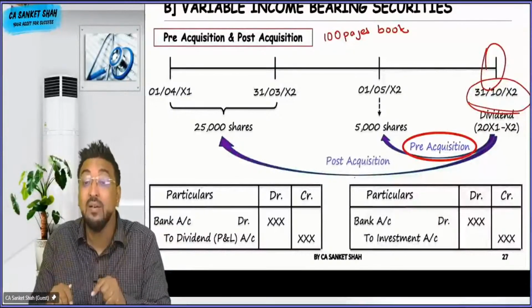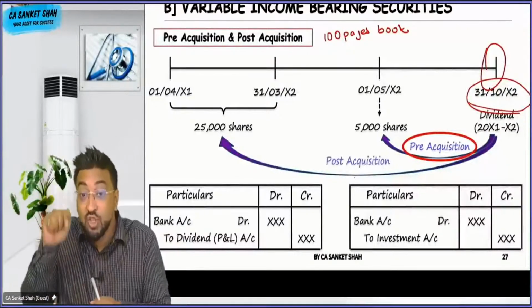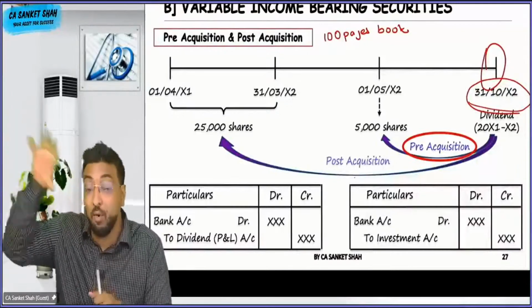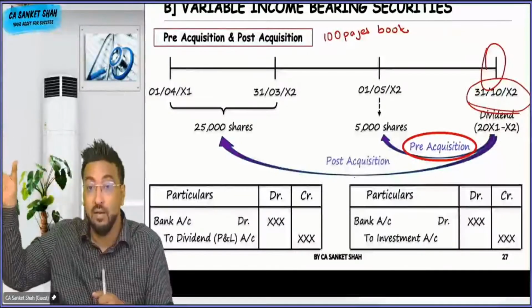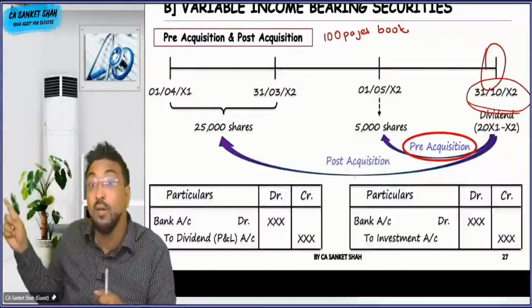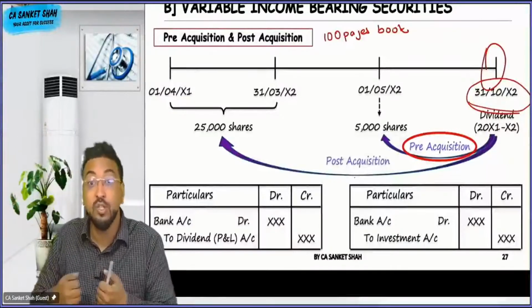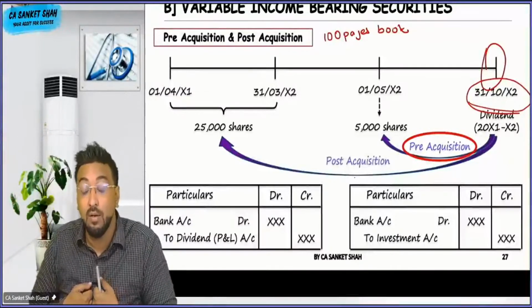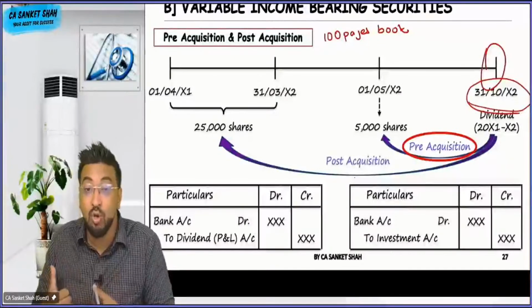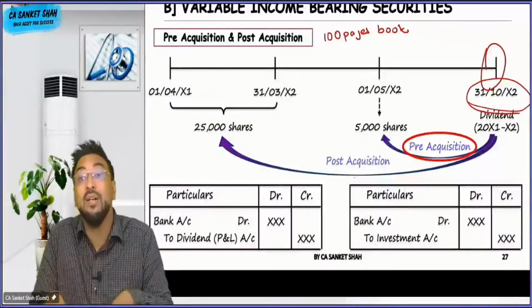Now accounting standard 13 talks about you have to just check for which year the dividend is declared. For the dividend related year, you have to see whether you are a shareholder in that year. Yes, for 25,000 shares, I am the holder in the last year also and on cut-off date also. So this is credited to P&L.